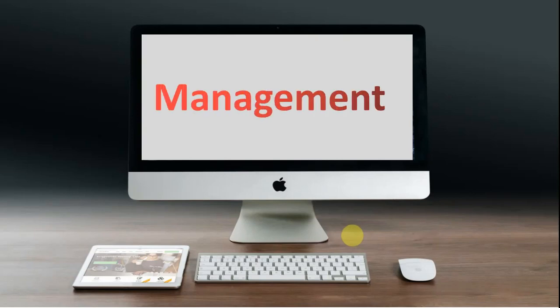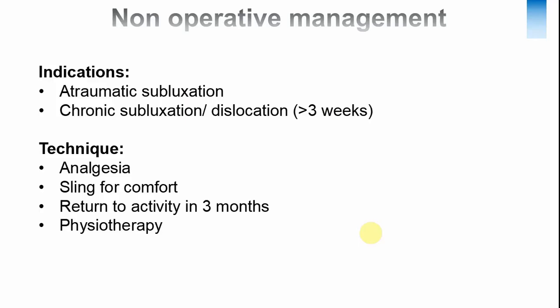So the management. We can have two different types of management, like most of the orthopedic conditions. We can have non-operative management, conservative management. Usually this is done in case of the atraumatic subluxation, or in case of the chronic subluxation dislocation for more than 3 weeks. My patient was immediate within 3 hours, and this is traumatic. So non-operative was not the best interest for this patient.